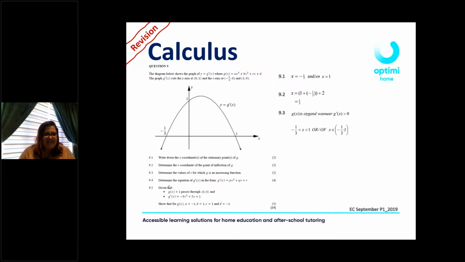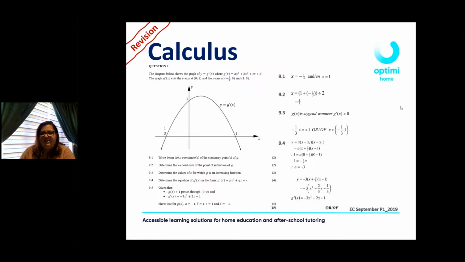The next one says, determine the equation of g'(x) in the form g'(x) = px² + qx + r. Just your normal x to the power 2, x and then your constant. So you have a lot of information on this graph. You have two x-intercepts and you have another point that was given to you as (0; 1). So you can use that equation where you take your two x-intercepts and you can then later substitute in your third point. So you actually have 3 points.